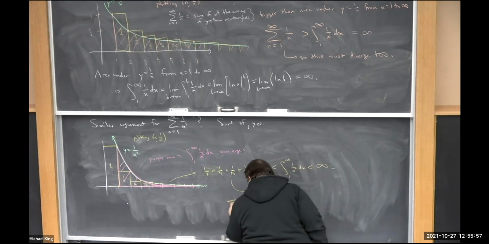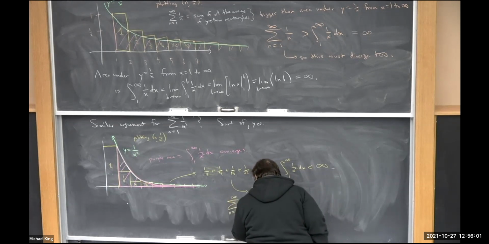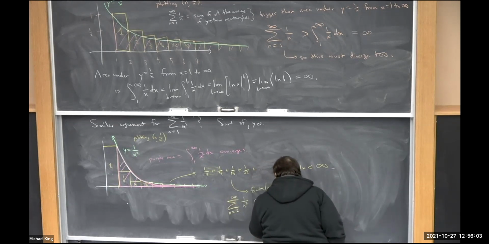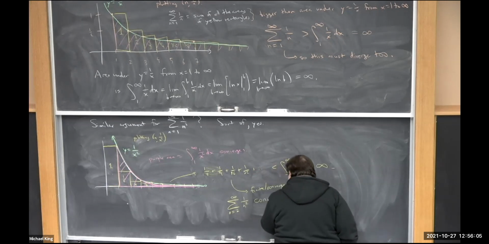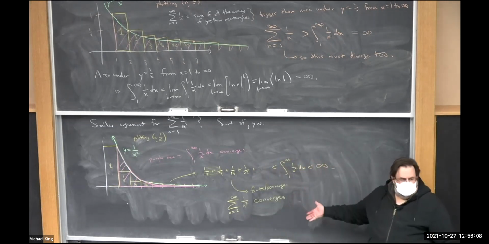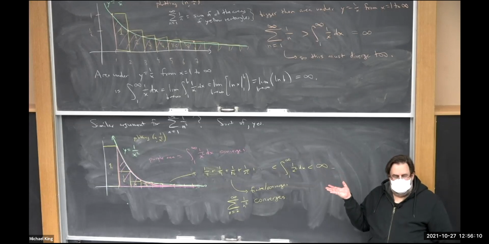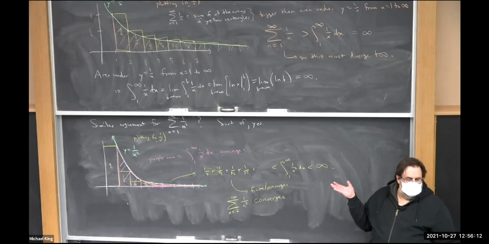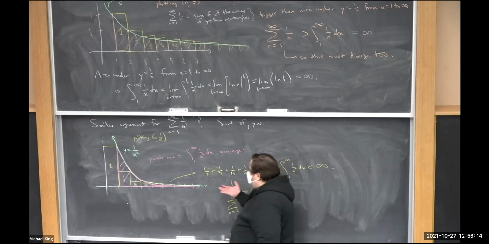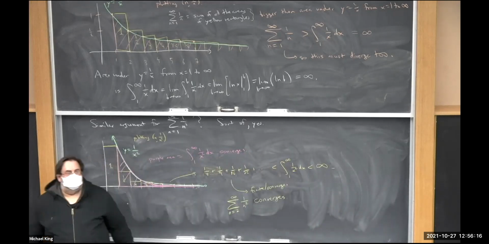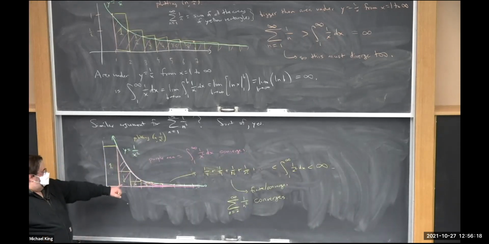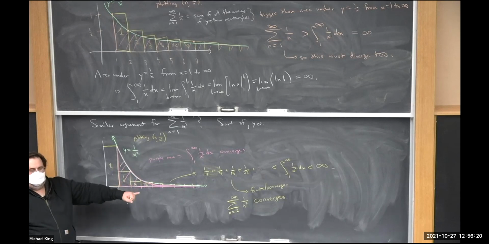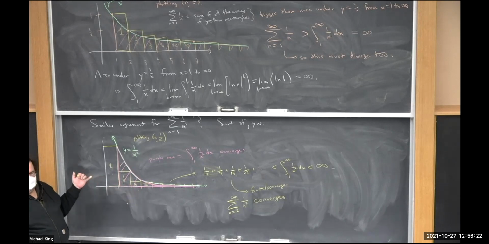So the sum from 2 to infinity of 1 over n squared converges. But what's the difference between the sum from 2 to infinity and the sum from 1 to infinity? Right? What's the difference? Sum from 2 to infinity starts with a quarter. Sum from 1 to infinity starts with just 1, right?